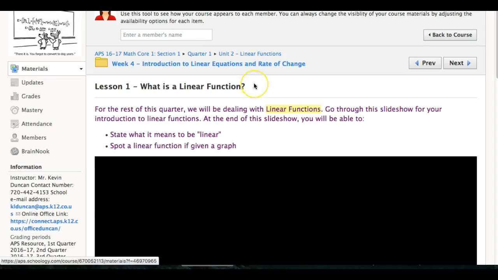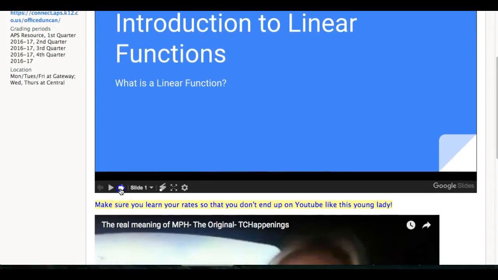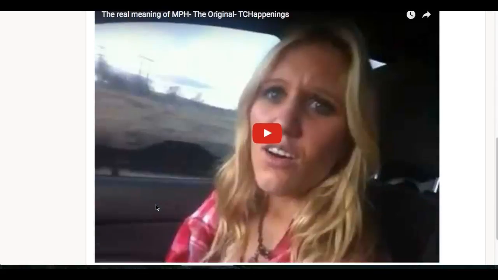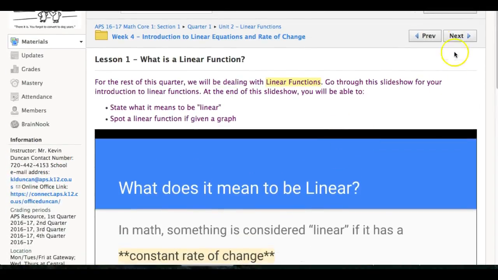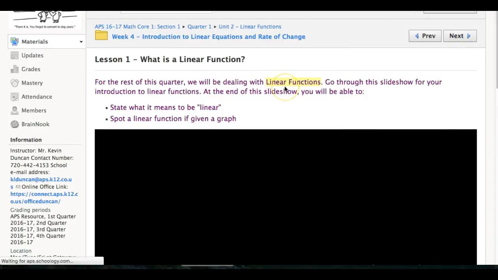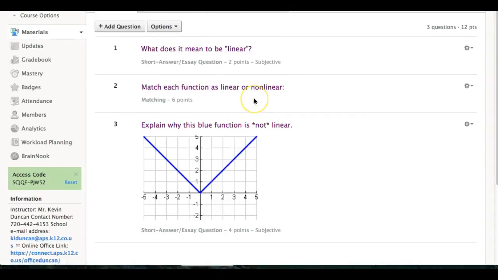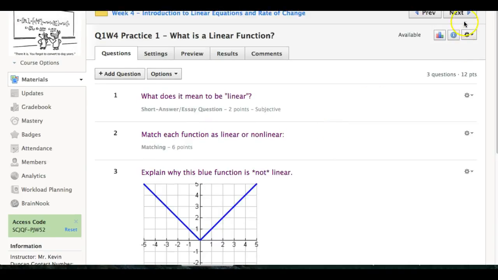So then we'll hop into lesson 1. Lesson 1 is this slideshow. Go ahead and flip through the slides. And there's a funny video here if you're interested about rates. I was entertained by that, and I think you will be too. So check it out. Practice 1 on that is real quick. What does it mean to be linear? Match some things with linear and nonlinear functions and explain why this blue one is not a linear function.